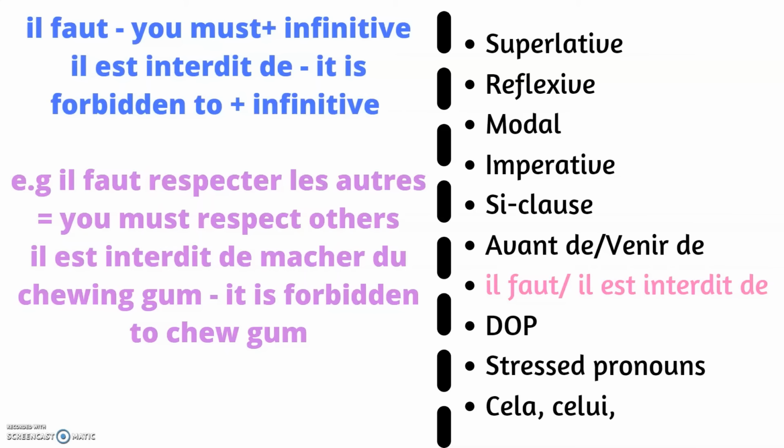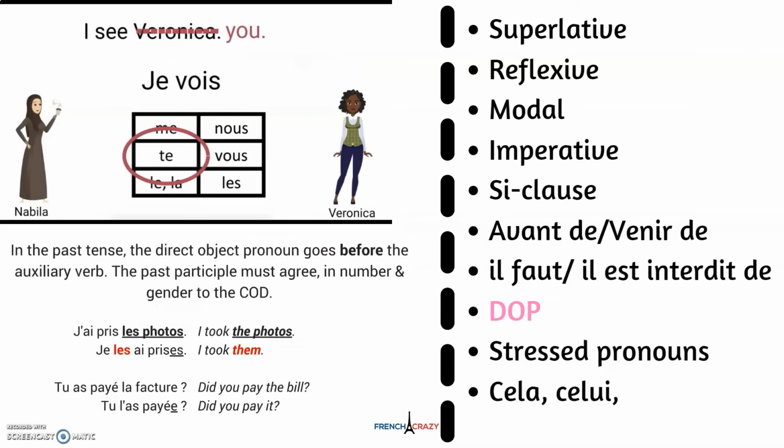Now, DOP, which is direct object pronouns. Now, it's the same as English because if you just kept repeating a name, it would sound creepy. For example, Veronica is my friend. Veronica likes to do sports. Veronica is etc. So you would just replace Veronica with her. And French does the same, and it's called DOP. And as you can see, you have me, te, le, la, nous, vous, les.